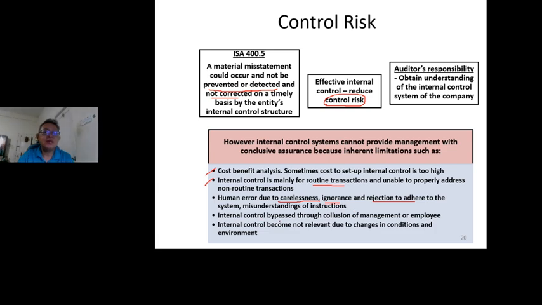So this could happen. Internal control might be bypassed by management or employees through collusion. Sometimes management may override the internal control. Internal control can also become not relevant due to changes in the environment. Maybe some internal controls are no longer relevant in the current business environment. For example, due to COVID-19, internal control related to physical sales is no longer relevant because most of the sales are now conducted online. So that is an example of the irrelevancy of internal control.